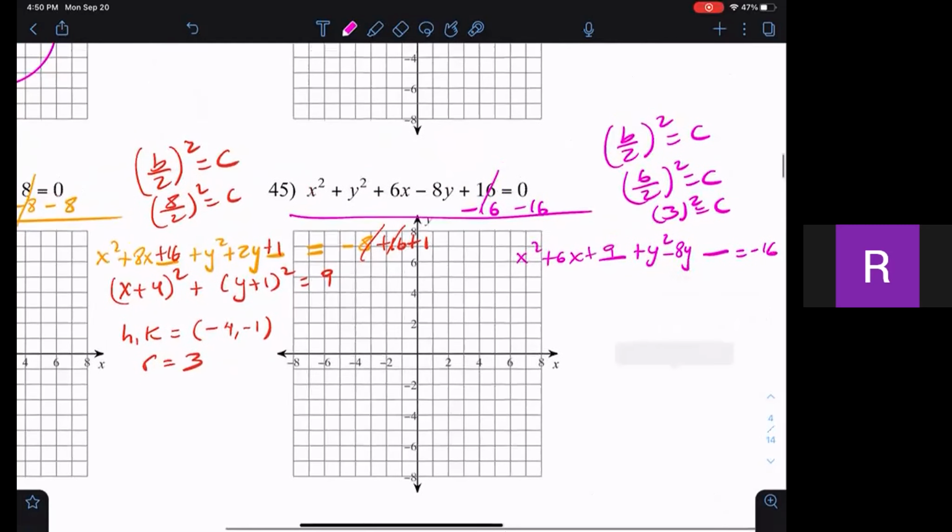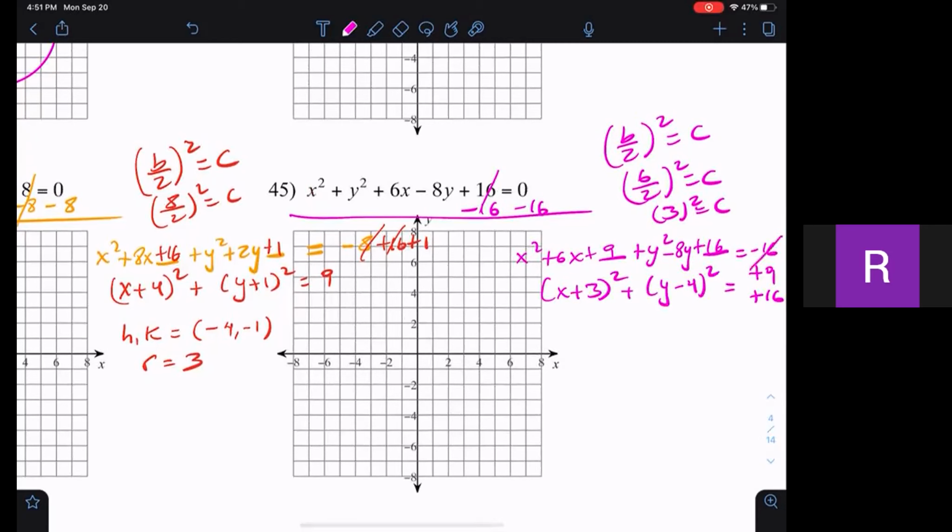Here I have to do the same. So this is going to be divided by 2. That's 4 squared. That's 16. So you need to add 9 here and add 16 here. So this is going to be (x plus 3) to the second power, (y minus 4) to the second power. And that's it. So this is equal to that. So this cancels out with this guy. So this is 9. So this is (x plus 3) squared plus (y minus 4) squared equals 9.